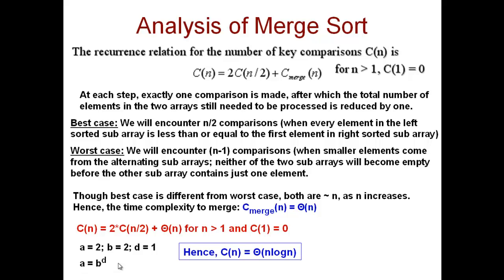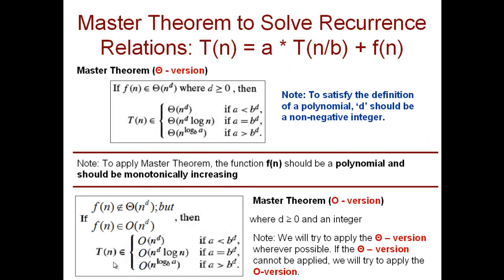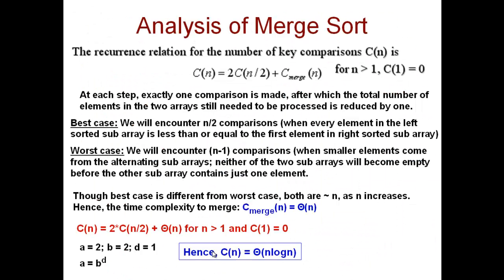So if a equals b raised to d, there are three formulas I gave you for the master theorem, depending on whether a is less than b raised to d, a equals b raised to d, or a is greater than b raised to d. In this case, a equals b raised to d, so the time complexity is theta of n raised to d log n. Here d is 1, so we can say it is theta of n log n. This is the time complexity of merge sort.